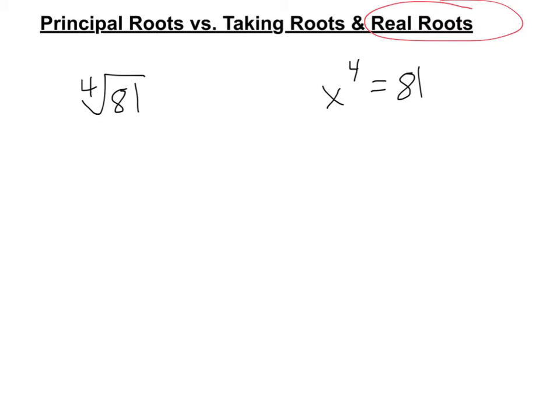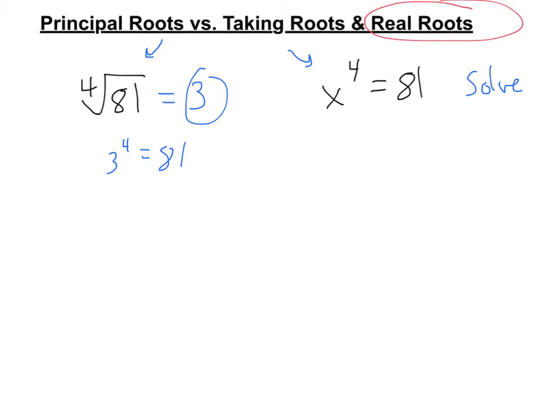But there is a difference in actually the solution to the equation on the right and the answer to this 4th root of 81 on the left. So previously in this video, we noted that the 4th root of 81 is 3, and that's because 3 to the 4th equals 81. And that would be a correct response. The 4th root of 81 is 3. However, if you were asked to solve this equation, well, 3 is one answer, but it's not the only answer.